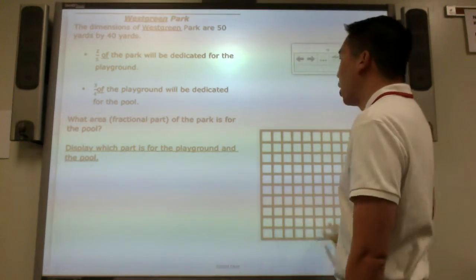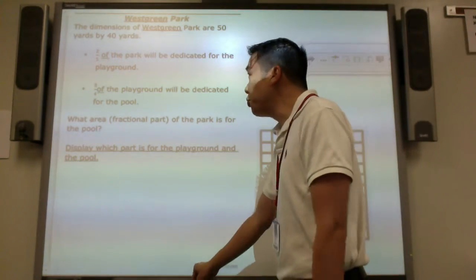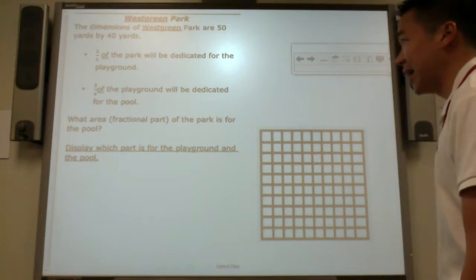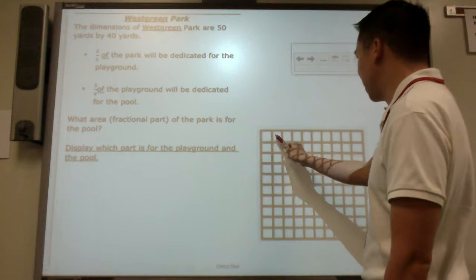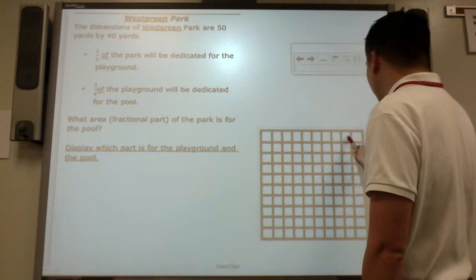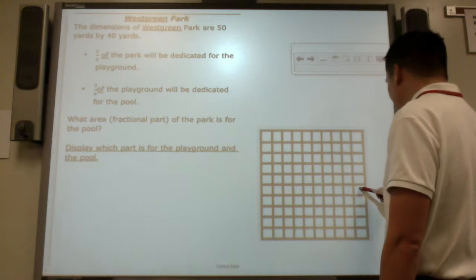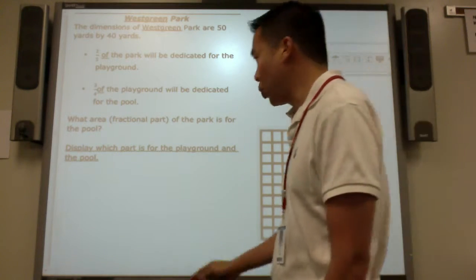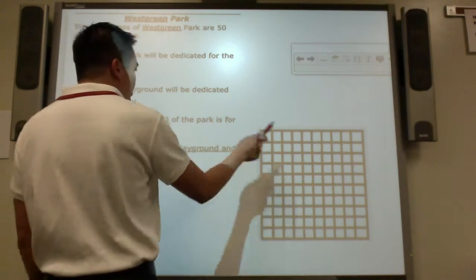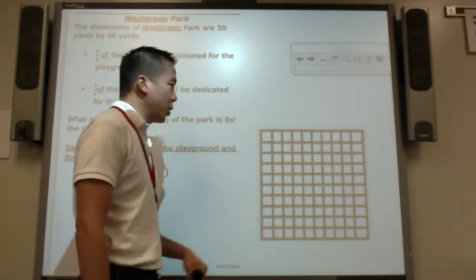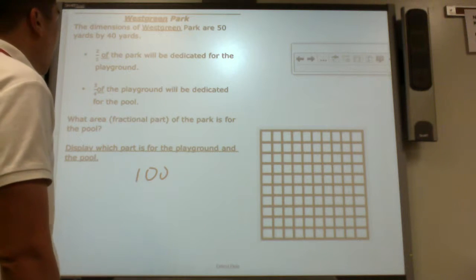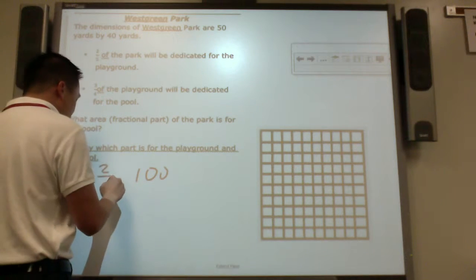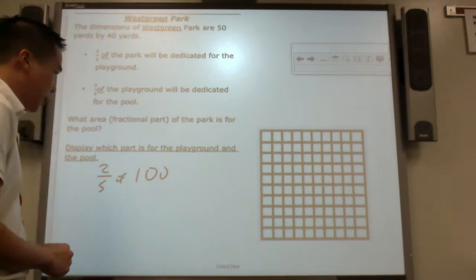So here is the park. 2/5 of this park will be dedicated for the playground. Let's count what we have. 1, 2, 3, 4, 5. I see 100 squares. So this park is represented by 100 squares. So 2/5 of these 100 squares will be dedicated for the playground. So 2/5 of the 100 squares.